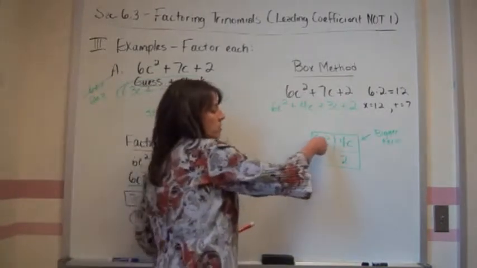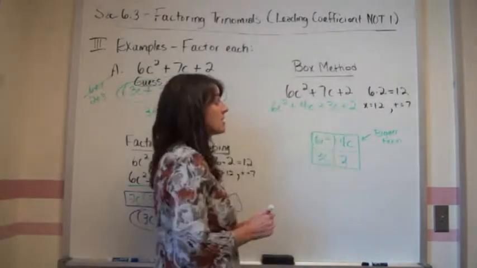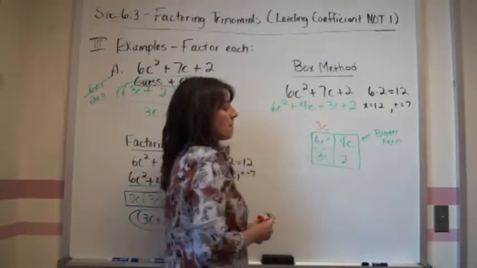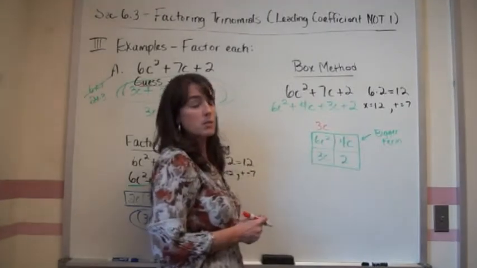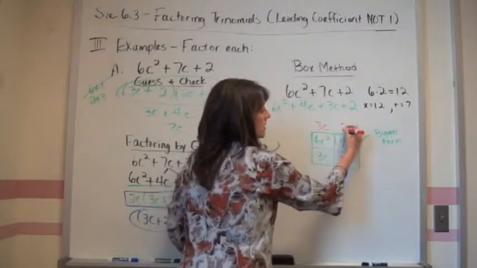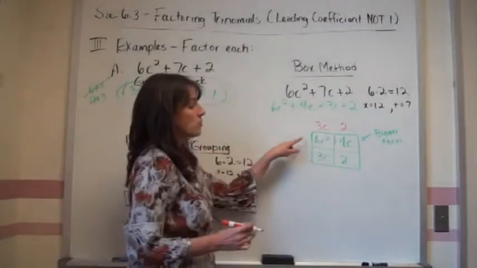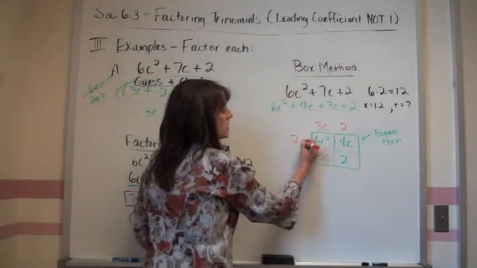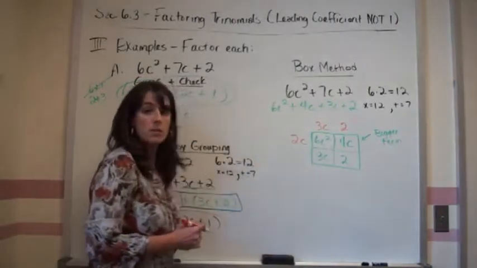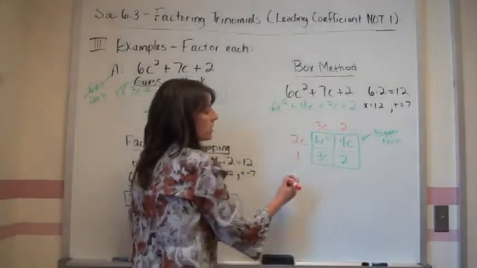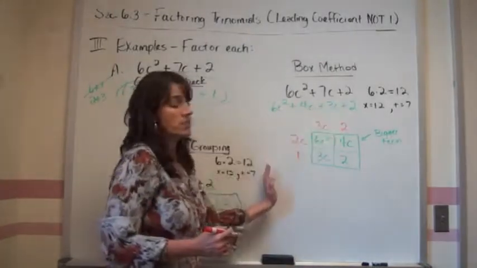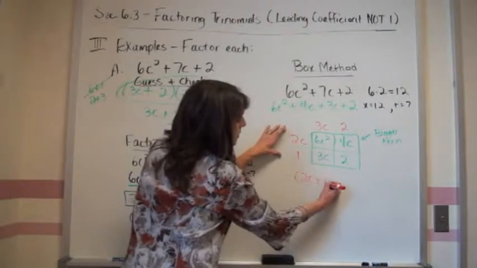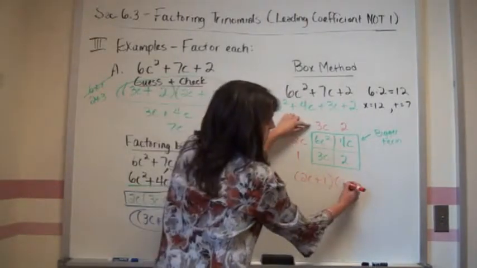So I'm going to look at this row here, and I'm going to say what's common to a 6C squared and a 3C. Well, that's going to be a 3C. I look at this column and I say what's common to a 4C and a 2. That's a 2. I look at this row and say what's common to a 6C squared and a 4C. That's going to be a 2C. And I look at this one and say what's common to a 3C and a 2. That's just a 1. Outside of the box is where your factors are going to be. So this becomes a 2C plus 1, and this becomes a 3C plus 2.